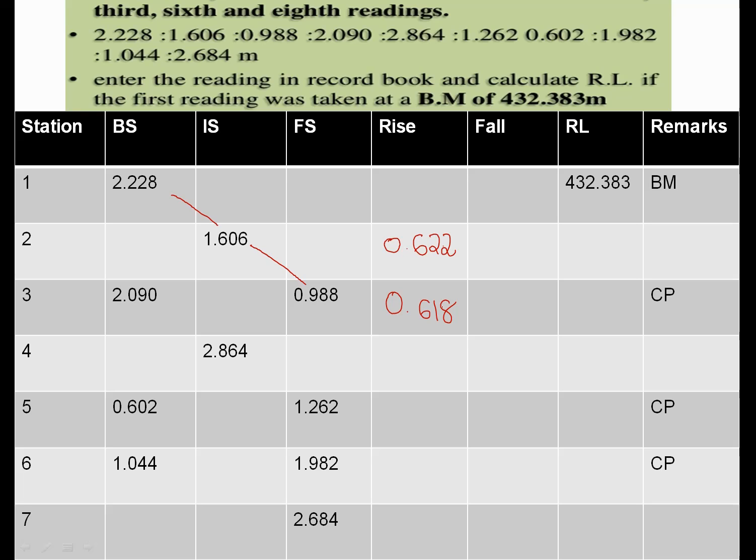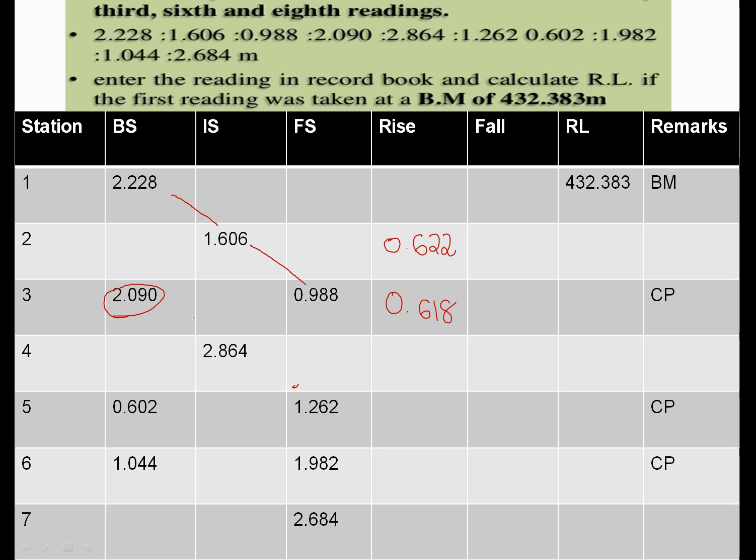Then again, after 0.988, the next reading is taken, and this reading is a backsight reading. So the instrument setup might have changed.